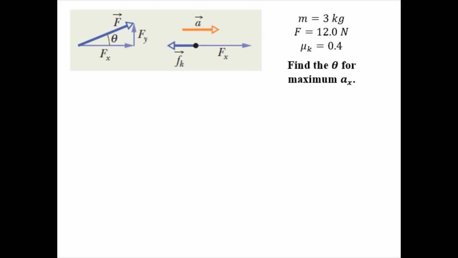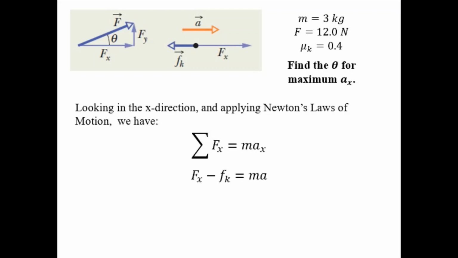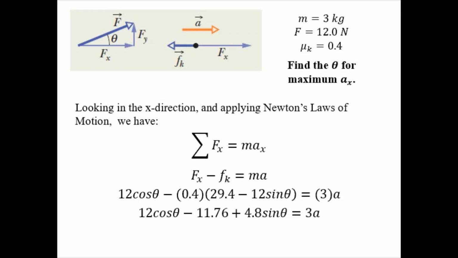All right, so now we can turn our attention to the x direction. We look in the x direction, and we have the x component of our applied force, which we'll call F sub x. We have the friction force acting to the left. So those two forces are acting in the horizontal direction, and they should be equal to the mass of the block times its acceleration in the x direction. So when we write that down and add up our forces, F sub x to the right, F sub k, the friction force, to the left, that has to equal the mass of the block times the acceleration.